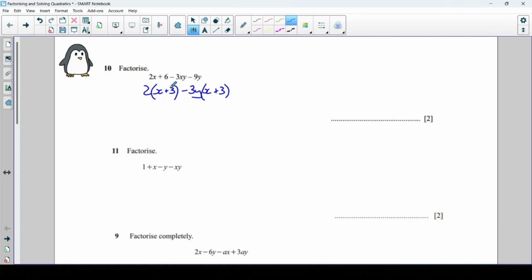And then I've got 2 times x plus 3, and I've got minus 3y times x plus 3. The way we can write that is 2 times x plus 3 minus 3y times x plus 3. So we get this double bracket here, because if you think about how you expand it, first and outsides, that's your 2 times both of those, and insides and last, that's your minus 3y times both of those. Okay? We're going to be using that technique a lot, so make sure you're pretty familiar and happy with how that works.